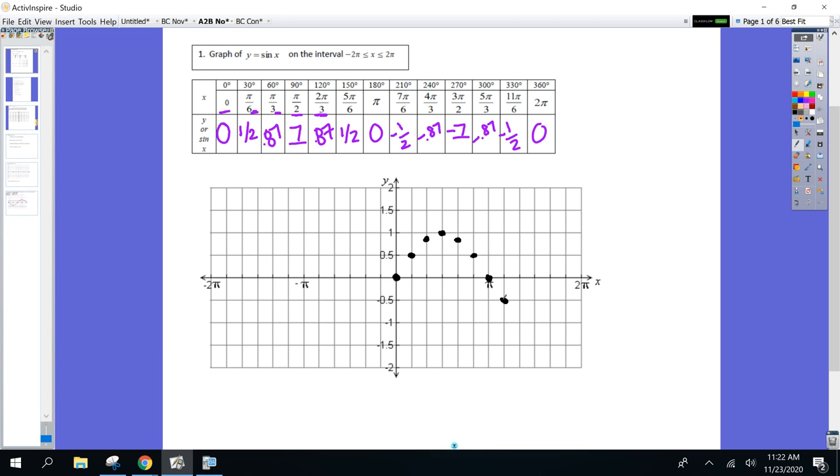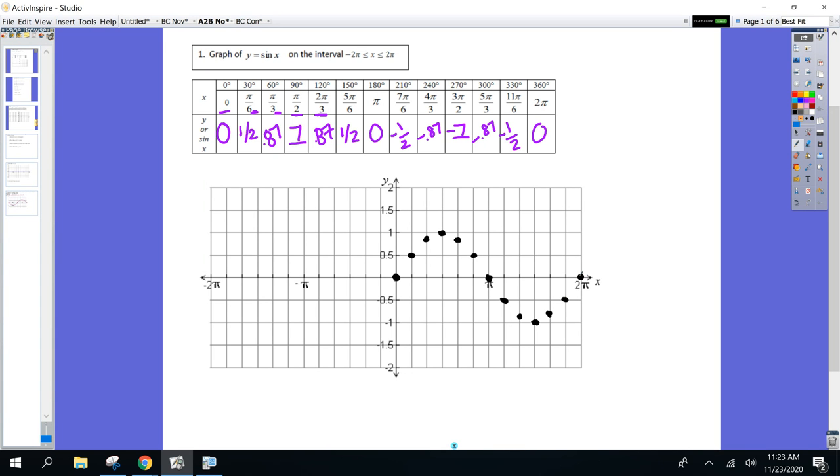Negative 0.87. So just again, estimate again. Don't make it at -1, but make it pretty close. And then we're at -1. And then we start repeating, right? We're going to start repeating. And we end at 0.